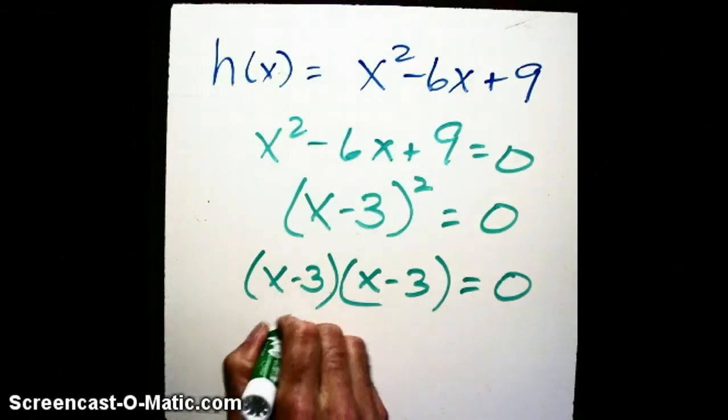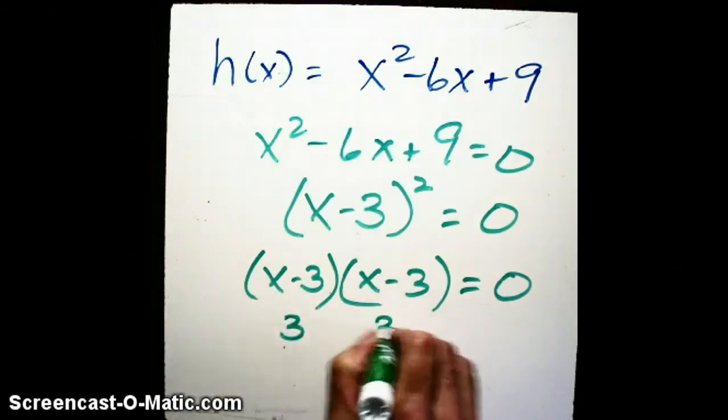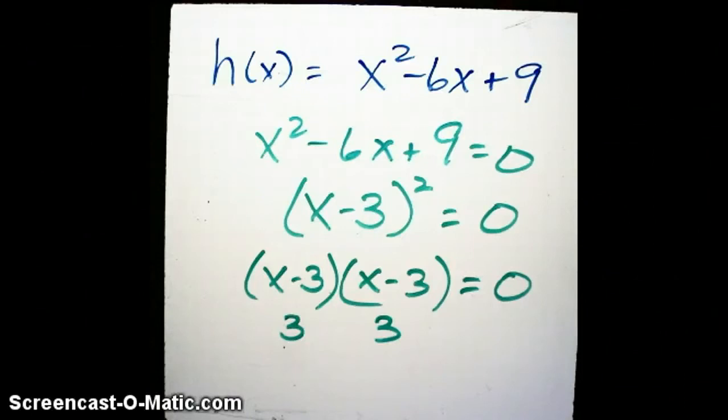Now this root's 3, and this 0's 3. Now the question is, what is the 0 of this function? Well, the 0 is 3. How many times is it showing up? It's showing up twice. What would be another way of saying that? We'll say the 0 is 3 with a multiplicity of 2. Can we understand that graphically?